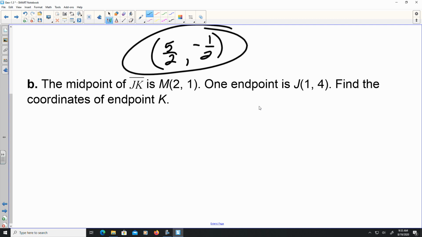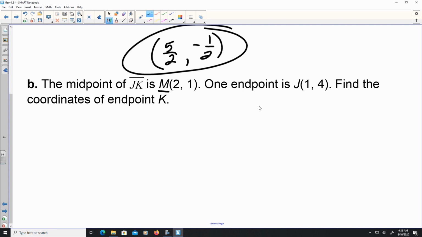Looking here, it says that the midpoint of JK, M, is at 2 comma 1. One endpoint is at 1 comma 4. They want you to find the coordinates of endpoint K. So here is how you go about finding this one.